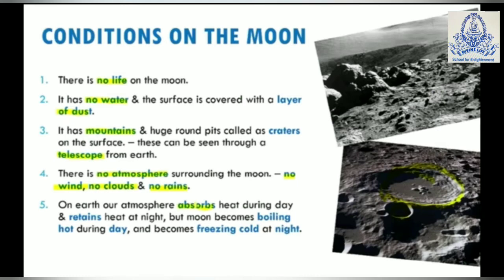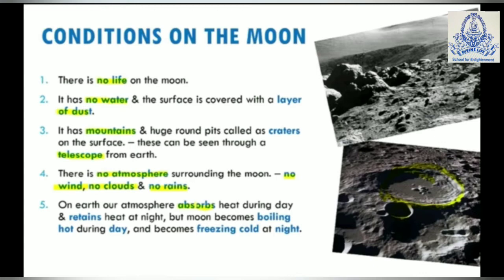So children, do you know that there is no life on the moon? It has no water and the surface is covered with a layer of dust. It has mountains and huge round pits called craters. There is no atmosphere surrounding the moon, no rains. And it becomes boiling hot during the day and freezing cold at night.